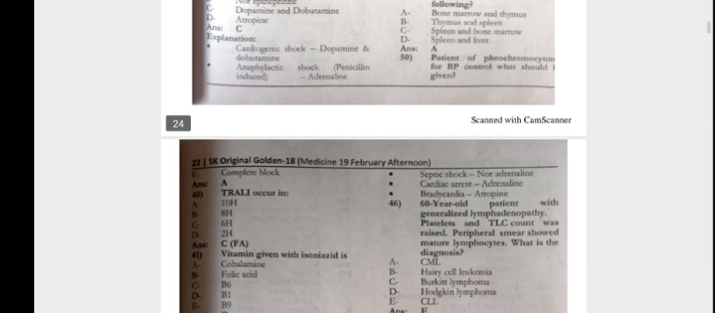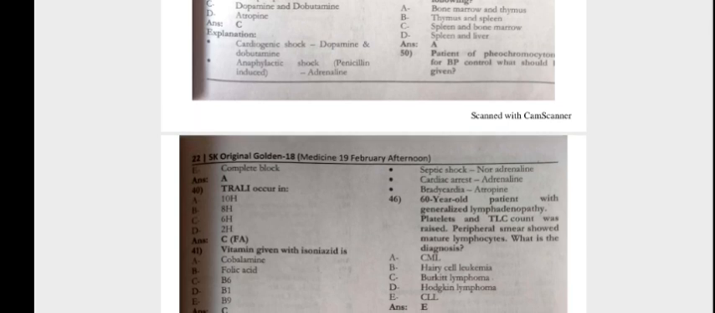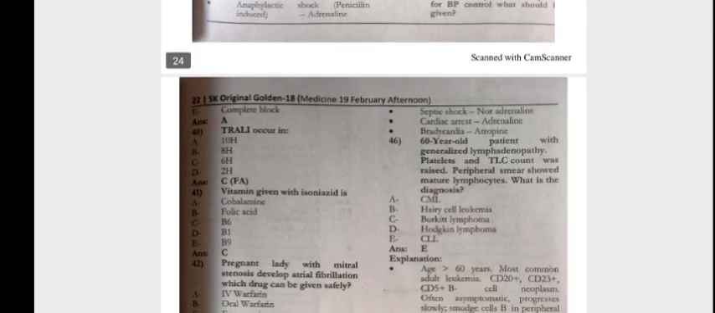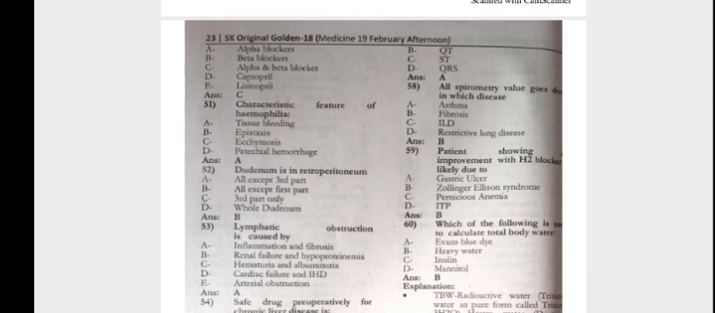Patient of pheochromocytoma, for BP control, which should be given? The options are missing, that is phenoxybenzamine. And from here option C, that is both alpha and beta blocker.